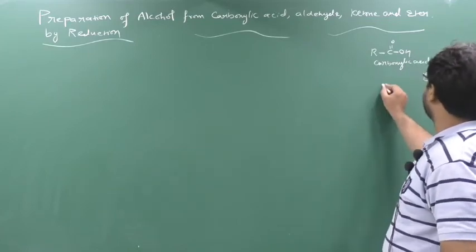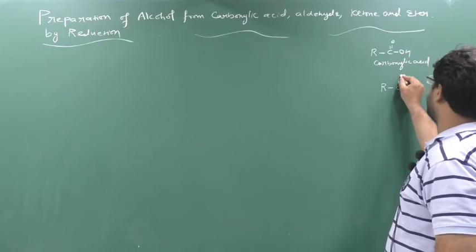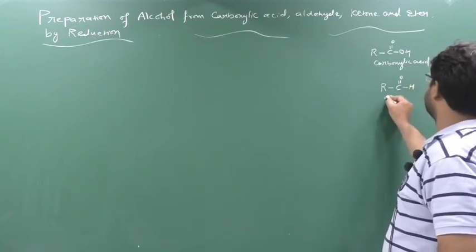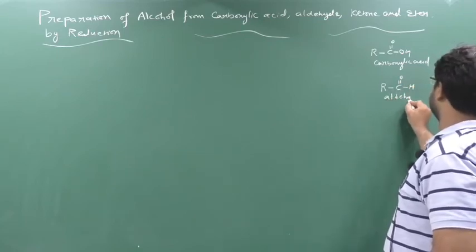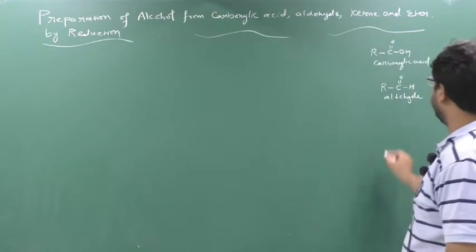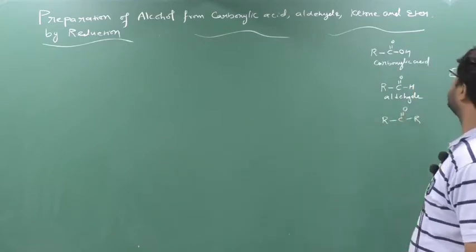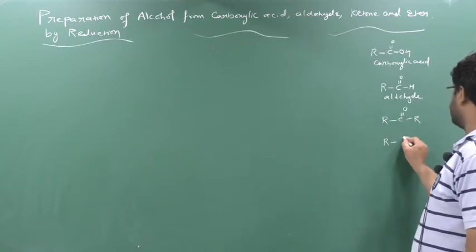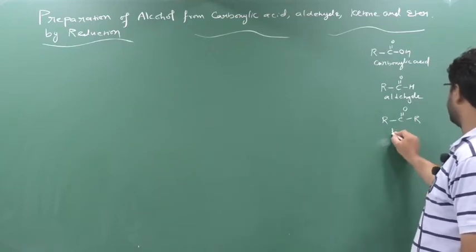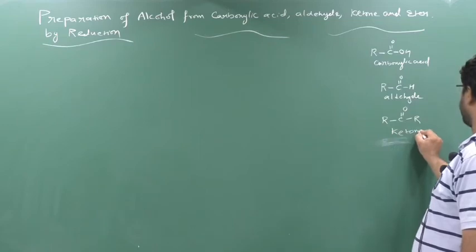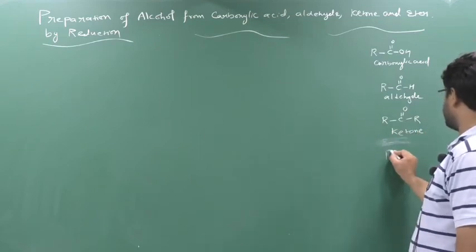Then you see aldehyde. What is the formula for aldehyde? RC double bond OH. This is aldehyde. Yes or no? Next we have ketone. Then next we have ester. Sorry, I write down the name here. Ketone. And next we have ester. So this is ester.